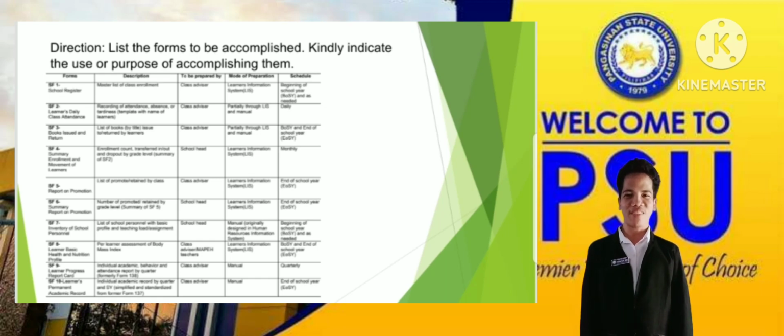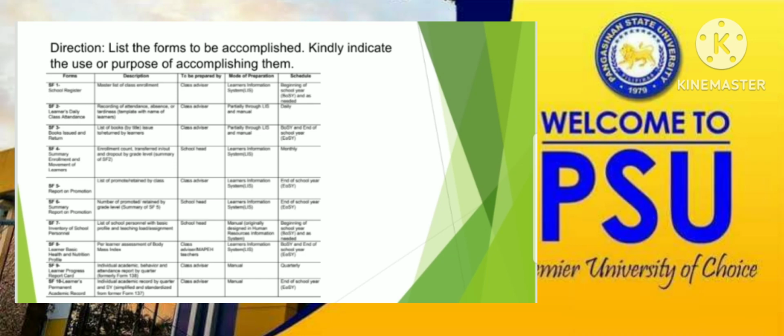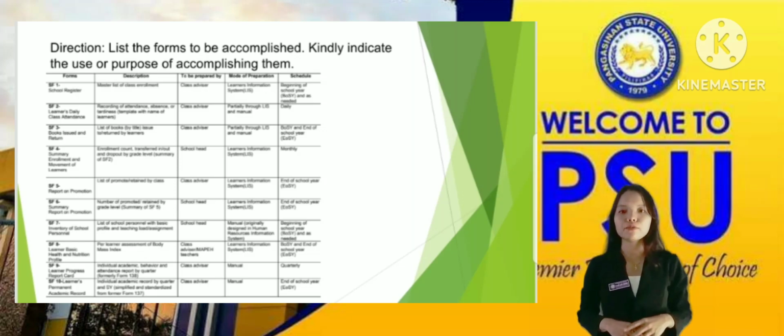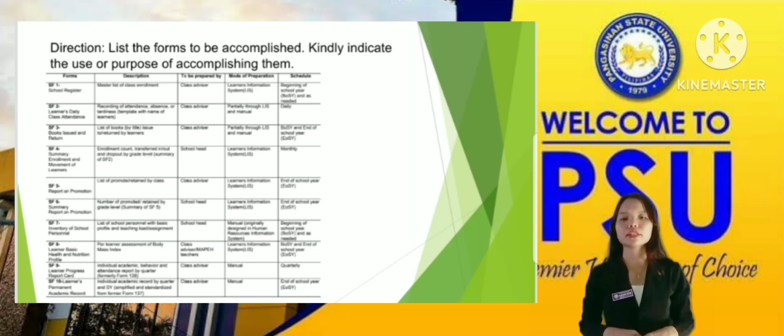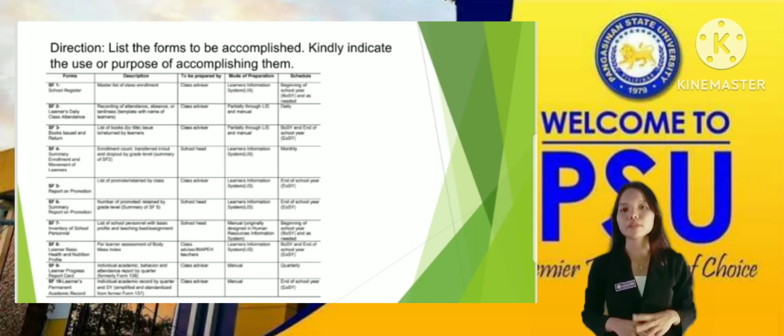To be prepared by school head. Mode of preparation: Learners Information System, LIS. Schedule: end of school year, EOSY. SF7 form, inventory of school personnel. Description: list of school personnel with a basic profile and teaching load assignment.